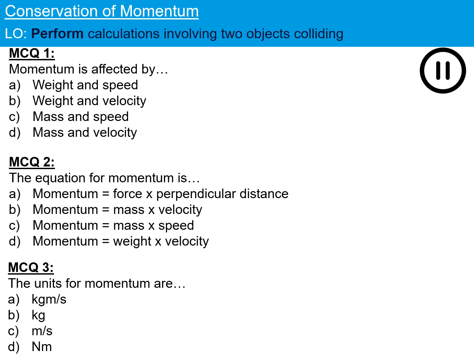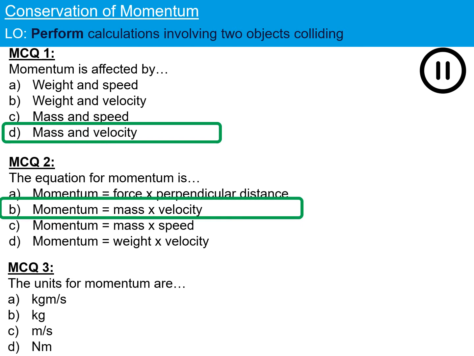You should now have A, B, C, or D written down for questions 1, 2, and 3. So question number 1, momentum is affected by, should be mass and velocity. Question number 2, momentum equals mass times by velocity. And question number 3, the units for momentum are kilograms meters per second.